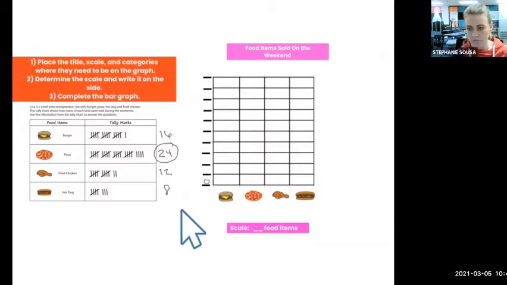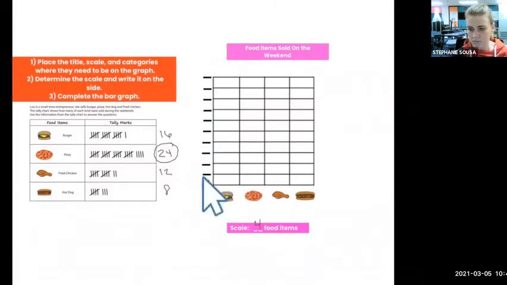But one thing I notice about these four numbers is that they are all multiples of 4. If I do my 4 chant, 4, 8, 12, 16, 20, 24, I hit all 4 of them. So I'm going to try a scale of 4. So I'm going to count by 4s along here to go up for each of these.